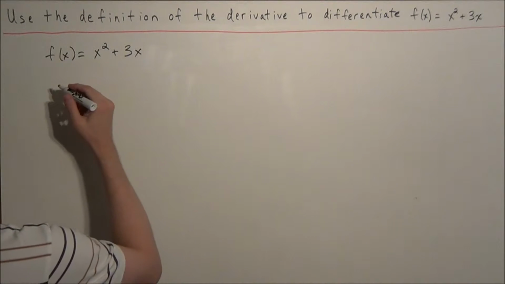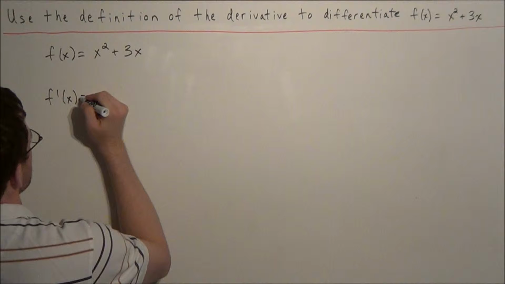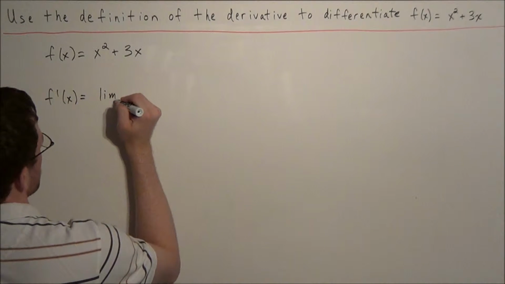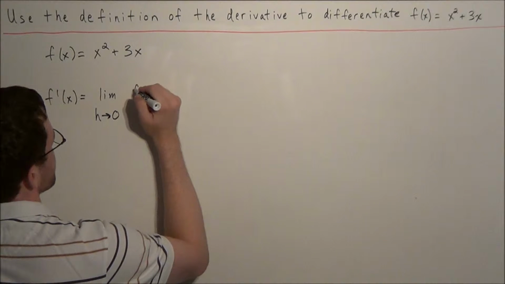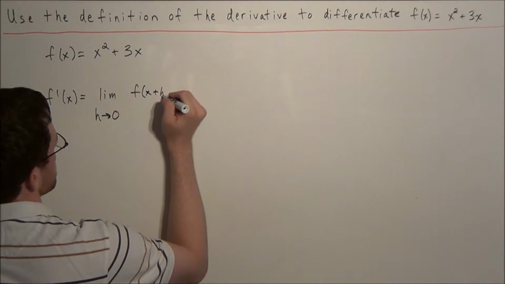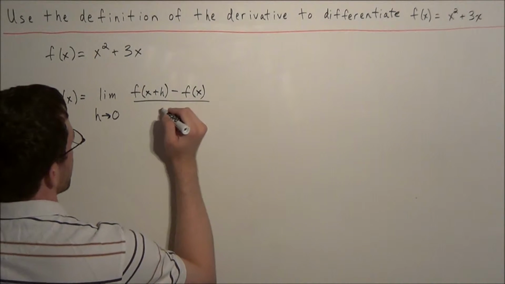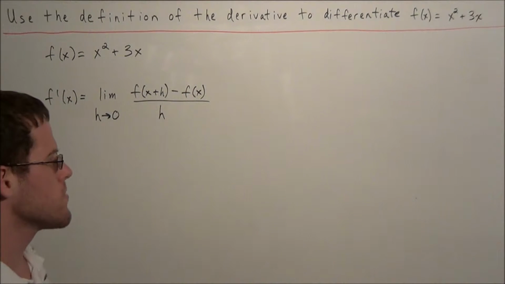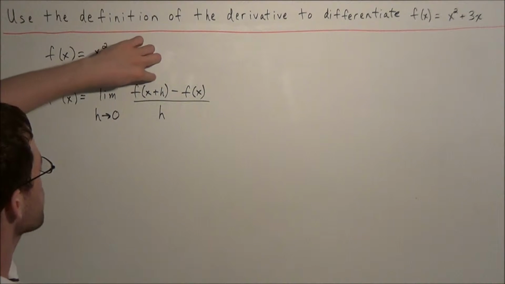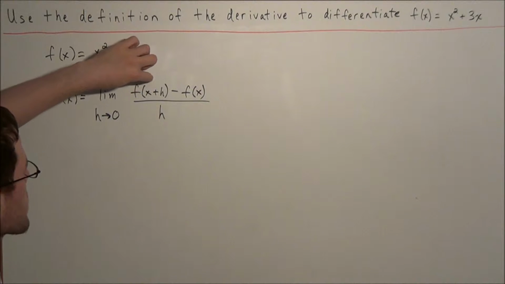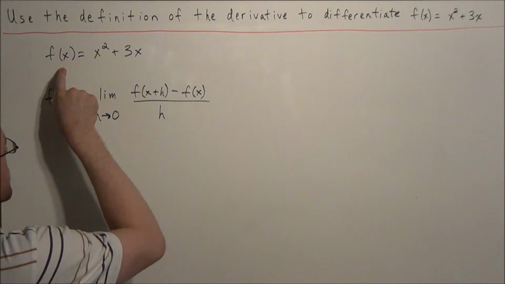So we need to recall that the definition of the derivative, f prime of x, is equal to the limit as h approaches 0 of f of x plus h minus f of x, all over h. So the trick with this problem, the tough part, is just setting it up correctly. So we really need to focus in on this part here, f of x plus h. So we need to be able to evaluate this function at x plus h.